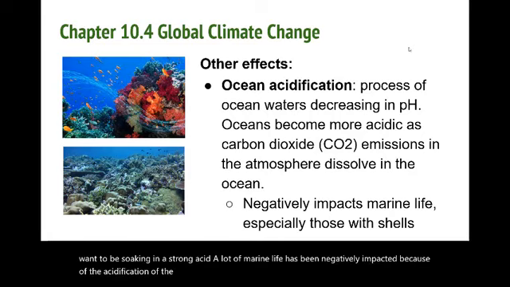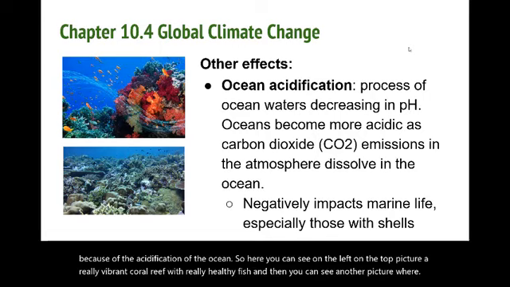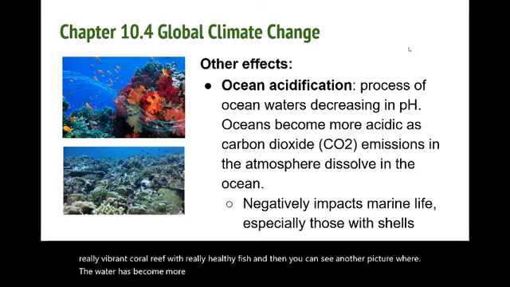So here you can see, on the top picture, a really vibrant coral reef with really healthy fish, and then you can see another picture where the water has become more acidic and a lot of marine organisms have died as a result of that acidification.